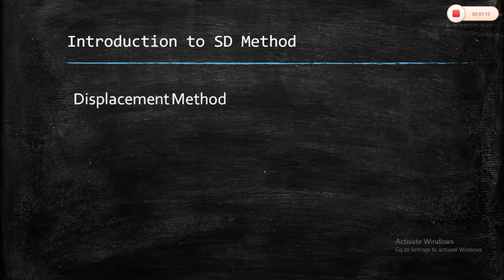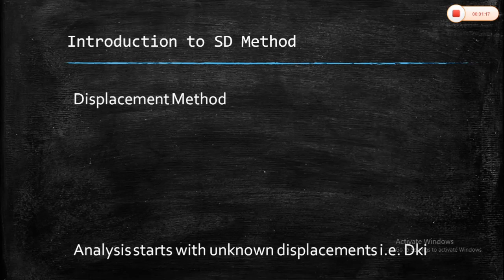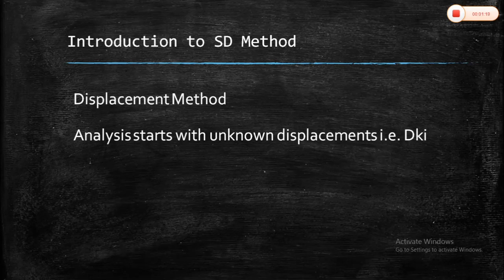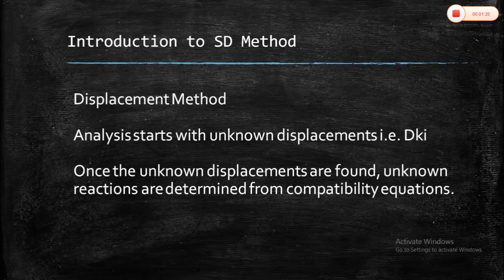It's basically a displacement method, not a force method. So what do we understand by displacement method? The analysis starts with unknown displacements. That is, our focus is degree of kinematic indeterminacy. Once the unknown displacements are found, whether slopes or displacements, whatever it is, then unknown reactions acting at the supports are determined from compatibility equations.